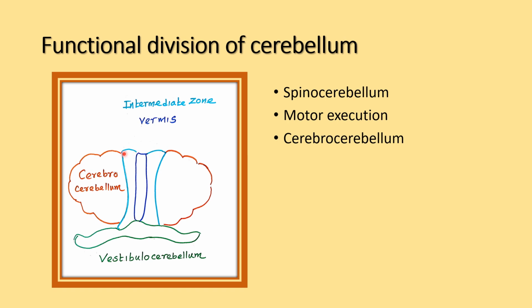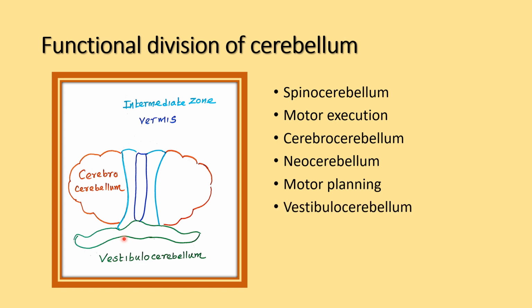And the cerebrocerebellum, the lateral portions of the cerebellum, is otherwise called the neocerebellum. This is important for motor planning and programming of the movement. This green color is the vestibulocerebellum, made up of the flocculonodular lobe. This is important for balance, mainly maintaining the balance of the movement.